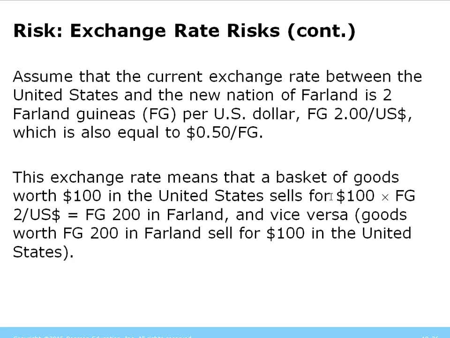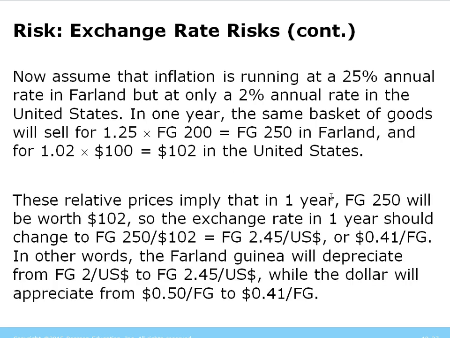Okay, so the exchange rate means that a basket of goods worth $100 in the United States. So if we took the $100 times the FG, which is $1 equals 2 FG, the basket would be 200 FG in Farland, and vice versa. So that's basically the example I made before.